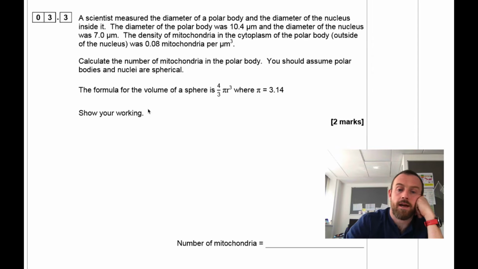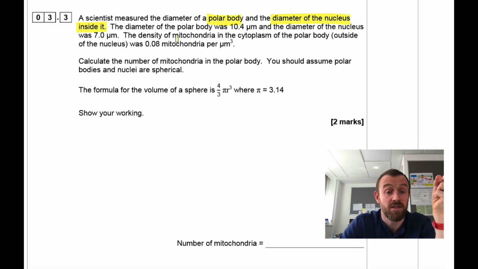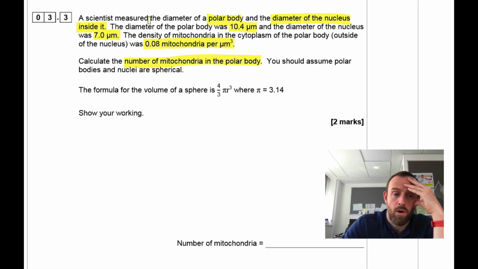A scientist measured the diameter of a polar body and the diameter of the nucleus inside of it. Okay, so we've got a polar body, a little circle, and then the diameter of the nucleus inside it, a sphere inside the sphere. The diameter of the polar body was 10.4 micrometers, and the diameter of the nucleus was 7 micrometers. The density of the mitochondria in the cytoplasm of the polar body was given per micrometer cubed. Calculate the number of mitochondria in the polar body.